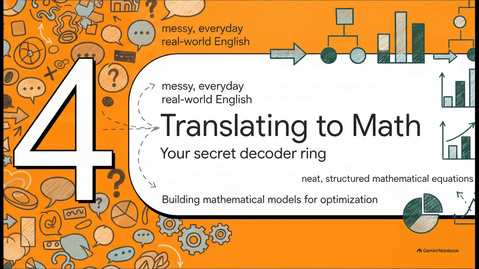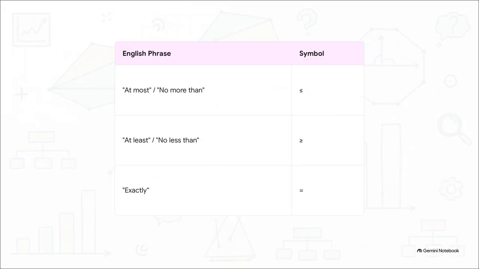Section 4, translating words into mathematics. Think of this as your secret decoder ring. The biggest hurdle most people face isn't actually the math itself. It's translating messy, everyday English into structured equations. Keep this translation matrix handy. Knowing that a phrase like "no more than" translates instantly into a less than or equal to sign is basically the master key to building accurate constraints. If you mess up the translation here, your final model is going to give you completely wrong advice.